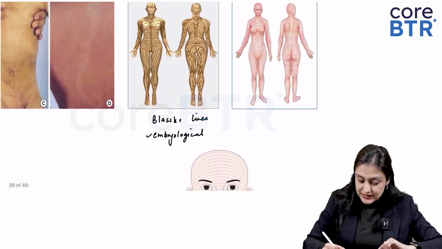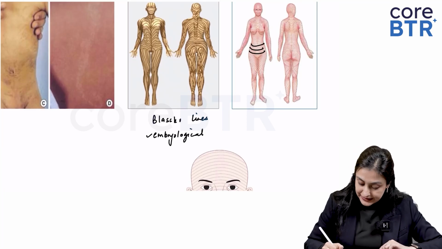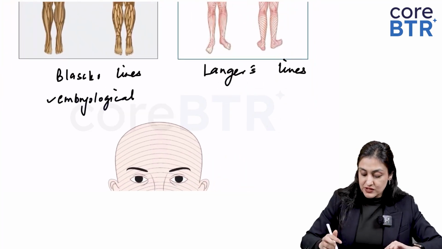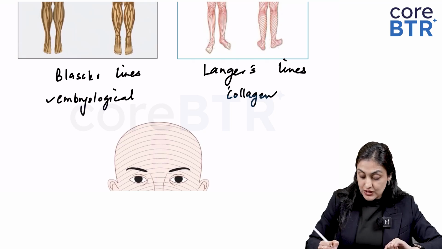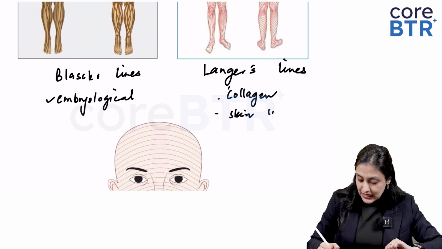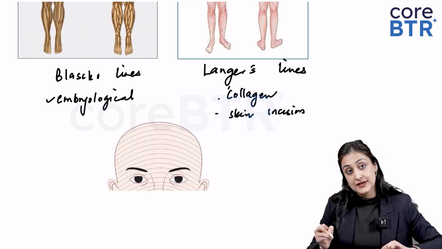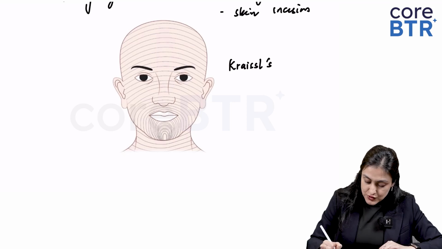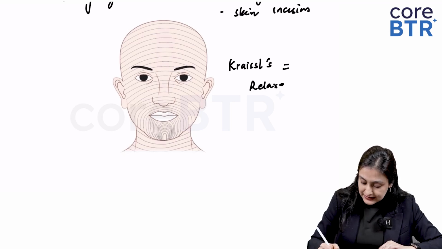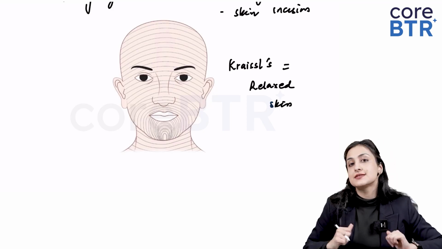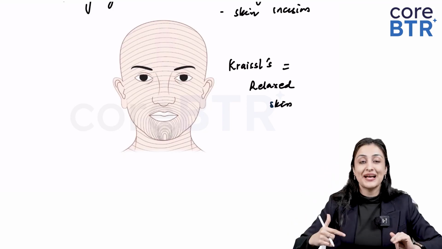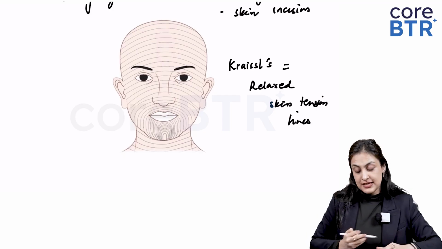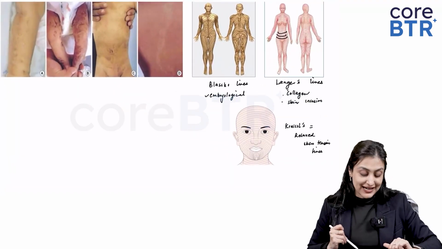On the other hand, where you see these horizontal lines not meeting in the midline, these are called Langer's lines. Langer's lines represent the orientation of the collagen fibers. So if I have to give any skin incision, I'm going to give it along the Langer's lines, right? On the face, you have these Kraissl's lines. These are also called relaxed skin tension lines. When I'm not speaking, I'm at rest. The lines on the face used by plastic surgeons are called relaxed skin tension lines or Kraissl's lines. So these are just one-liner questions that can be asked.